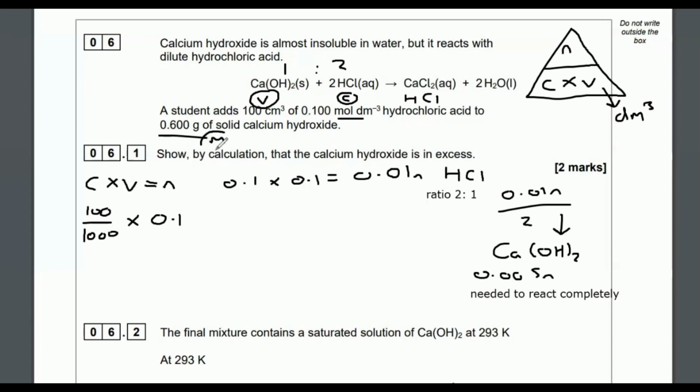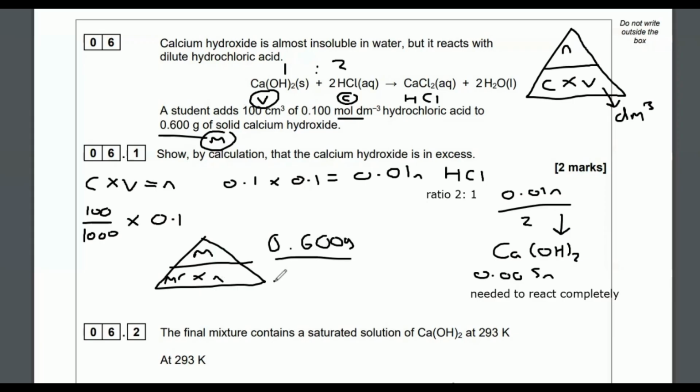What is that? That's mass. So that's going to mean we need this triangle, which is mass over Mr times moles. So what we're going to do here is go 0.600 as the mass, and divide that by the Mr. Let's work out the Mr of calcium hydroxide. Calcium is 40.1. Oxygen is 16. Hydrogen is 1. So there's 17 in the brackets, times 2 is 34. 34 plus 40.1, we've got 74.1. Let's put that in the calculator and do 0.600 divided by 74.1.